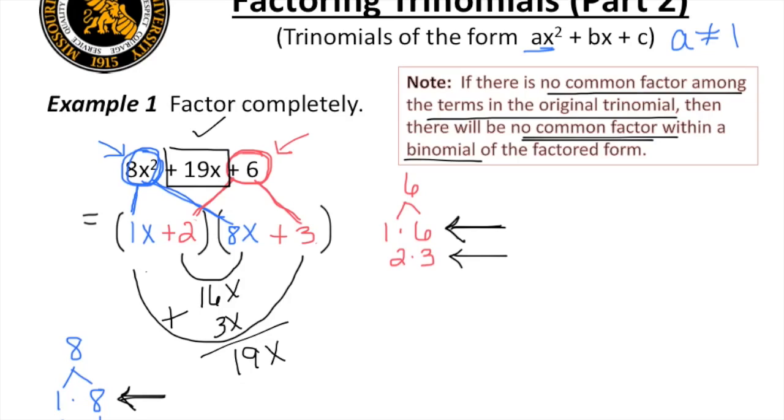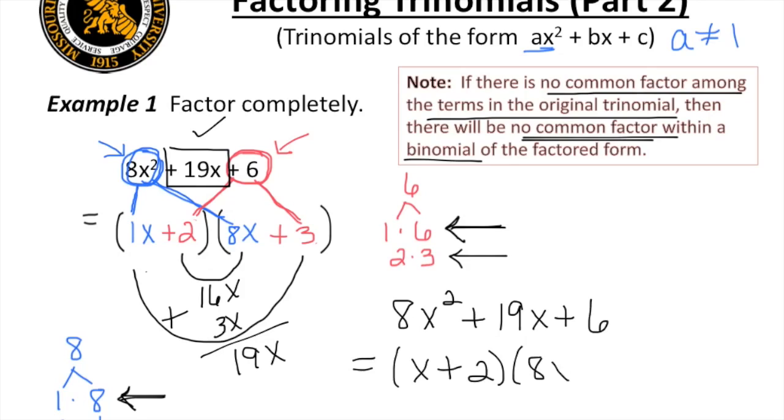So we can conclude that the factored form for 8x squared plus 19x plus 6 is equal to x plus 2 times 8x plus 3.